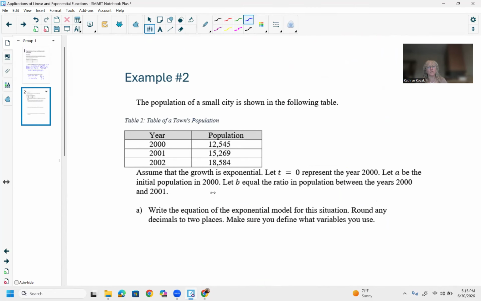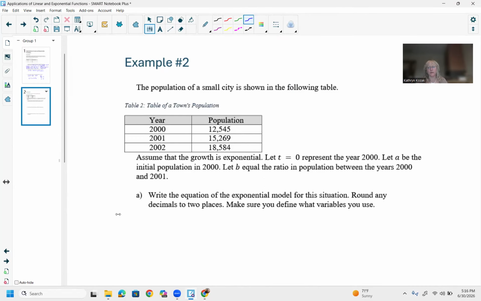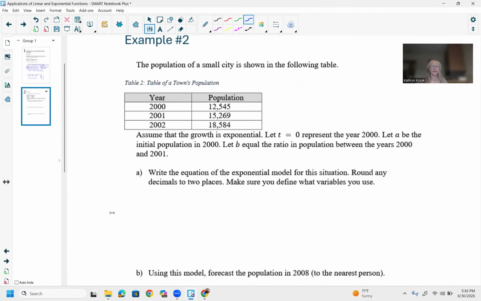Assume that the growth is exponential. Let t equals 0 represent the year 2000. Let A be the initial population in 2000, and let B equal the ratio in population between the years 2000 and 2001. We want to write the equation of the exponential model for this situation and then round any decimals to 2 places. Make sure you define what the variables you use are.